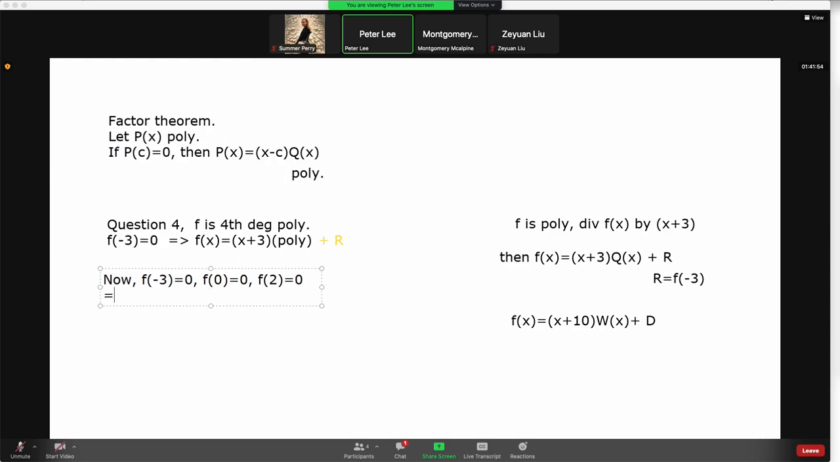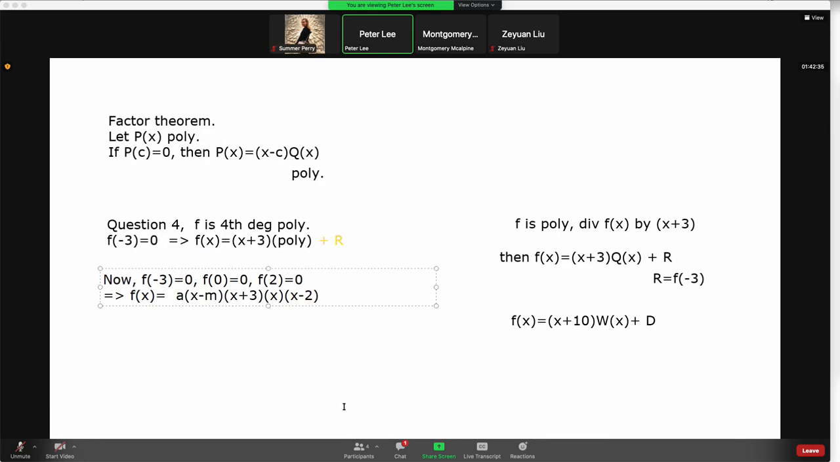Now from here, what this implies is that f of x is actually equal to x plus 3, times x, times x minus 2. And note that the problem says that f is 4th degree. Because it is 4th degree, we will have one more factor, so how about x minus m, like this. And so this is how a 4th degree polynomial is going to look.